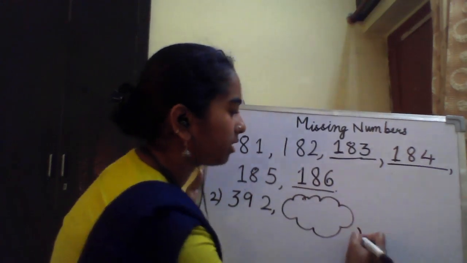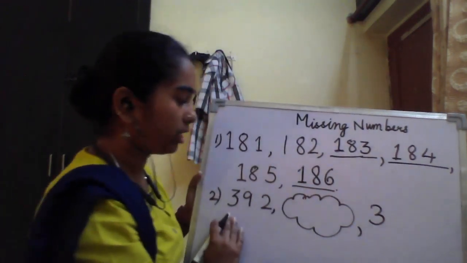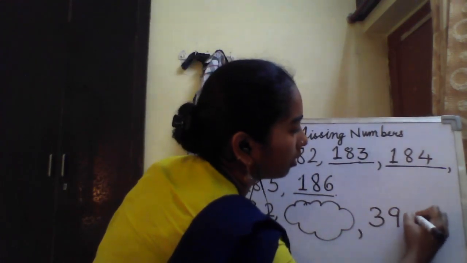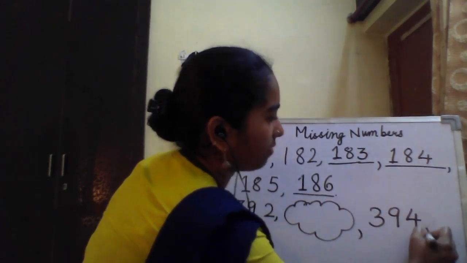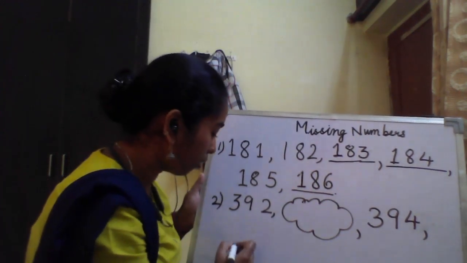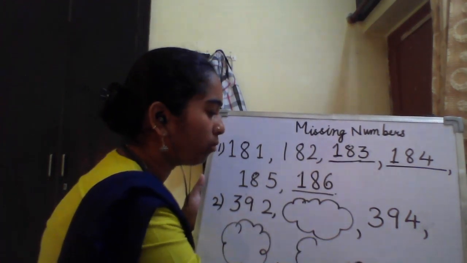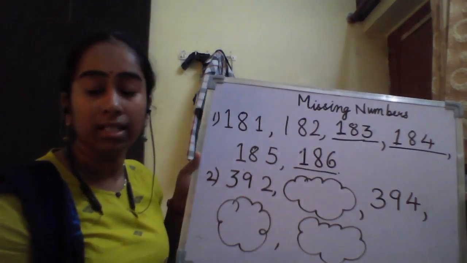Now we have to write it in this cloud. Okay. We have first number 392. Then we have a cloud. Then we have the number 394. Then we have 2 more clouds. So we have to write our missing numbers in these clouds.